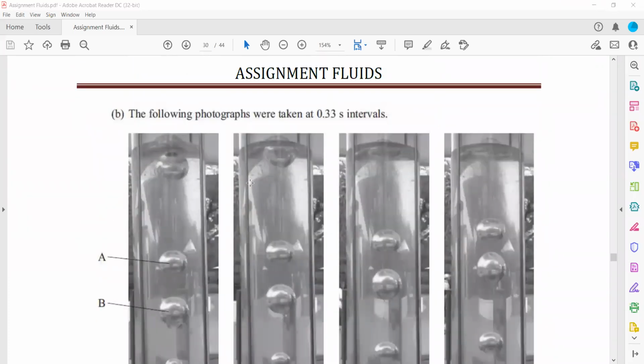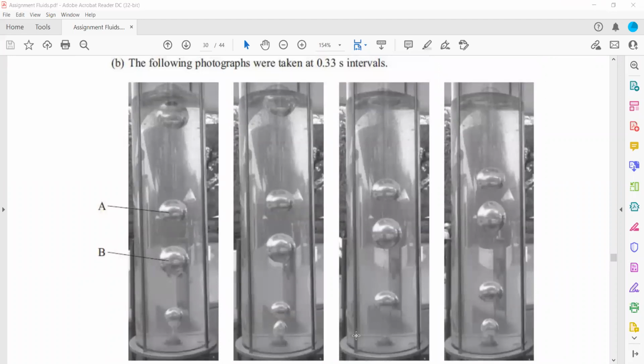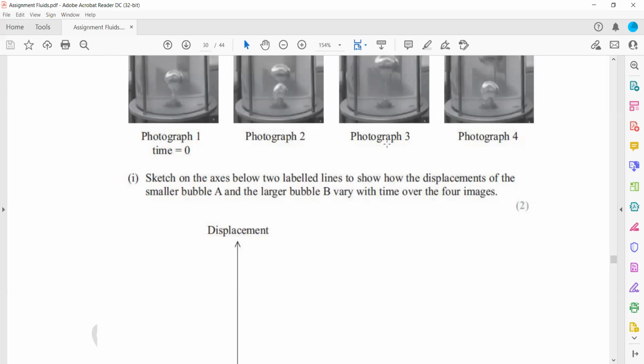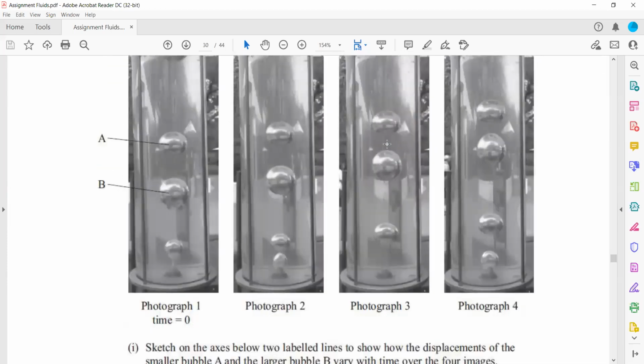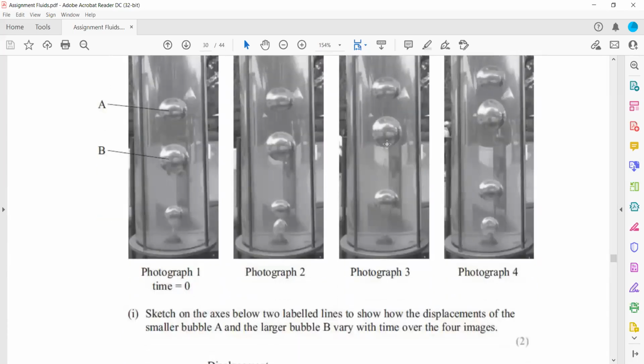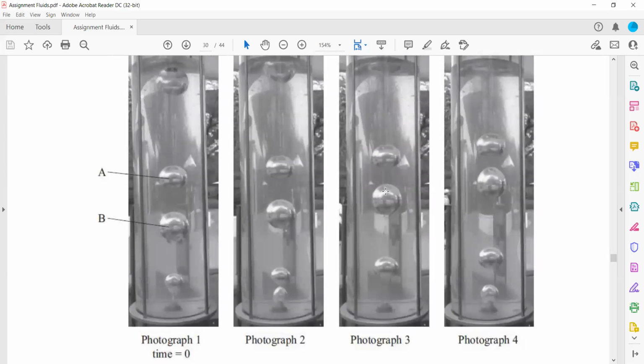Okay, the following photographs are taken at a 0.3 second interval between them. What we have to do first is sketch the axes and label the lines to show how the displacement of a small bubble A compares with a large bubble B. As you can see, they are moving.